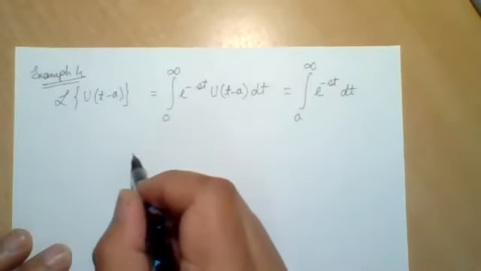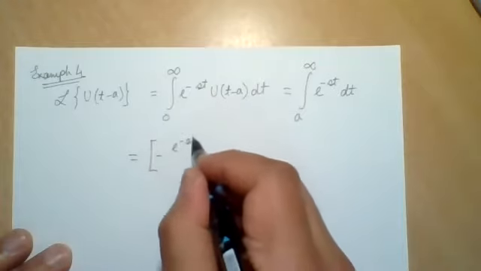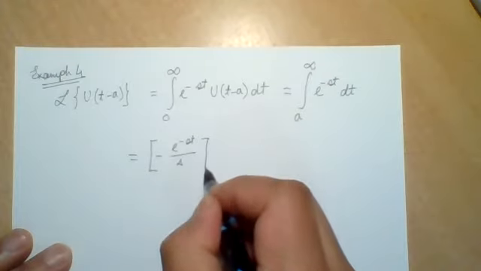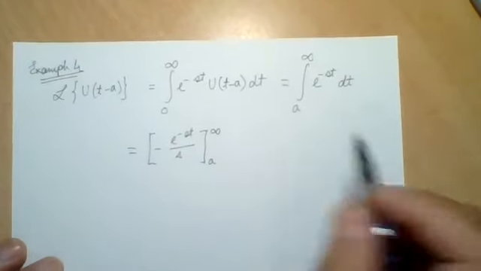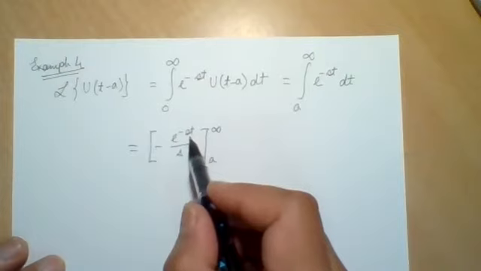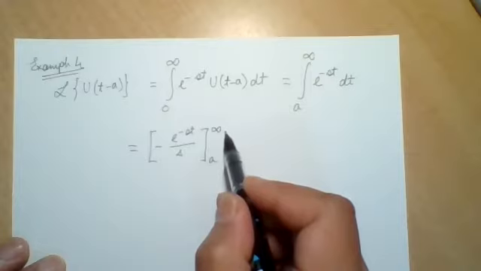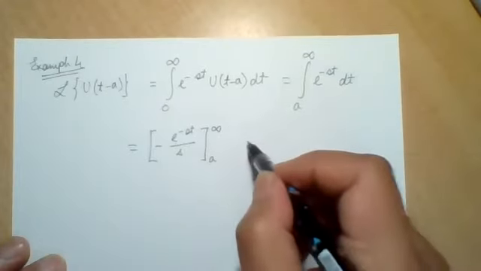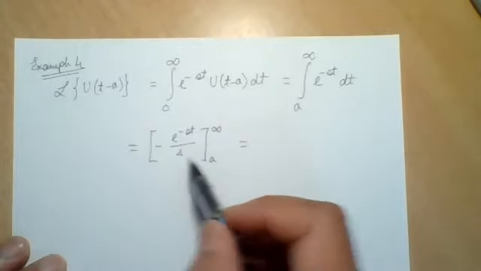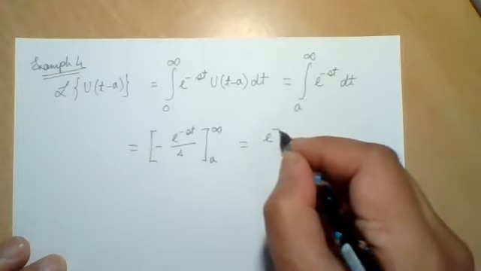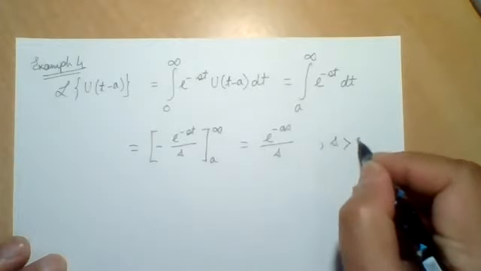Okay, and this is minus e to the power minus st by s, and the limits are from a to infinity. When s is greater than 0, we have seen earlier that the value of this function as t tends to infinity is 0. So what remains is only e to the power minus sa divided by s. So the answer is e to the power minus as divided by s, where s is greater than 0.